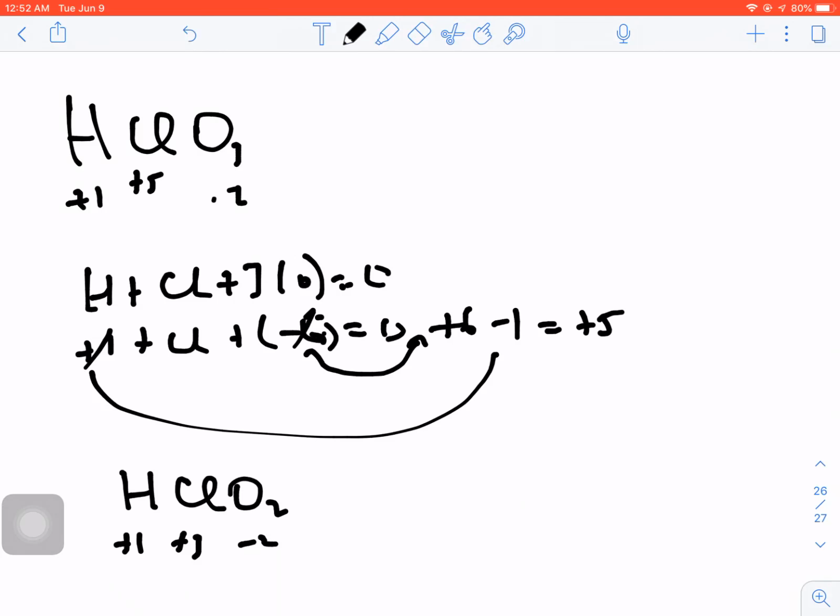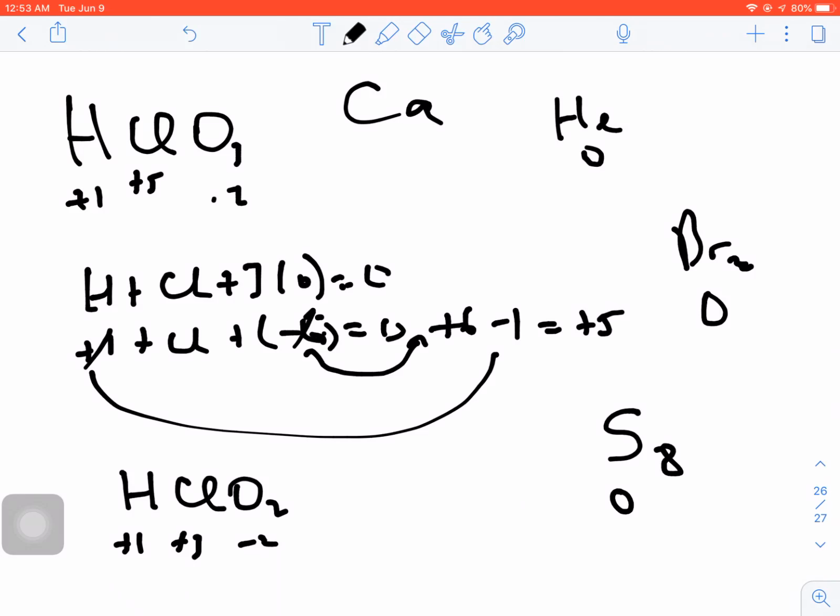Right? If I give you helium, it's 0. It's got no charge because it's an element. If I give you bromine, it's 0 because it's an element. It's on its own. There's actually a form of sulfur which is S8, and again, it's going to be 0. It's on its own. If I give you a chunk of calcium, it's going to be 0 because it's an element on its own.